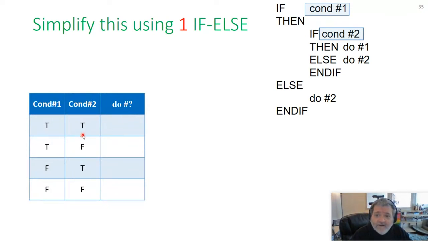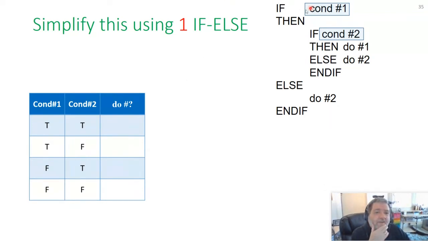Okay, so I pre-filled the truth table. We have 2 conditions. Each condition can be true or false. So here's what happened when the condition 1 is true. The condition 2 can be true or false. Here's what happened when condition 1 is false. Condition 2 can be true or false again. So which of the blocks here, do number 1, do number 2, am I going to execute in each of those possibilities here? So first answer, this one is going to be do number 1. Okay. What about this one?